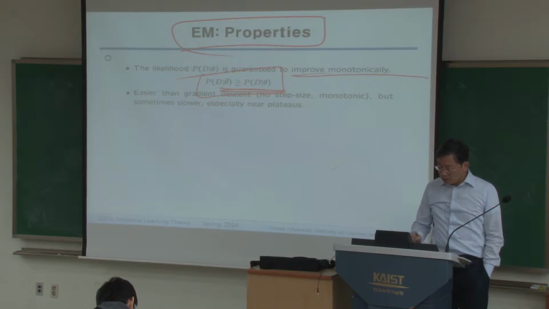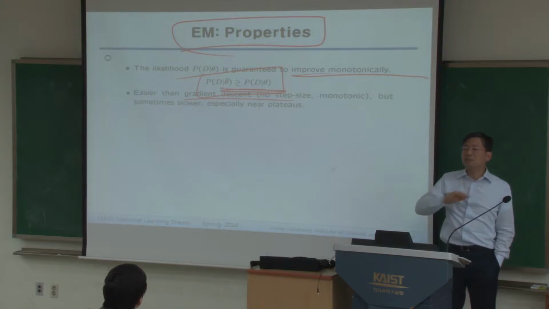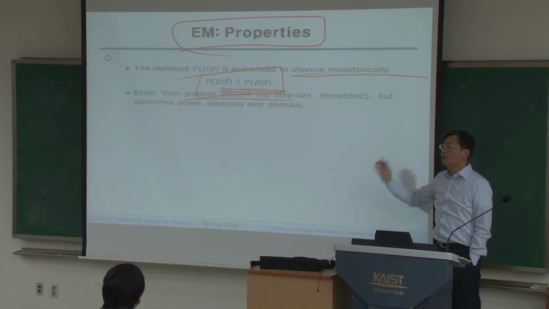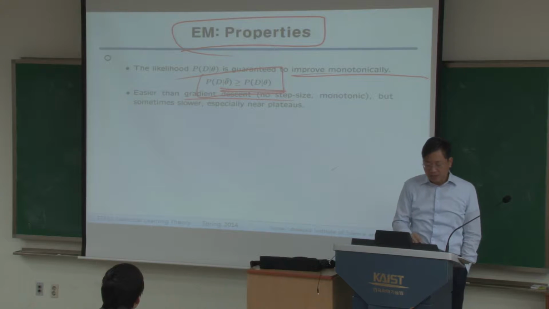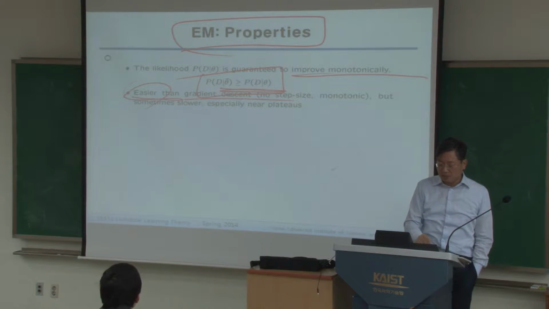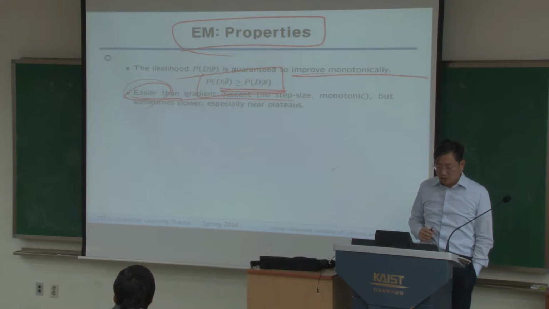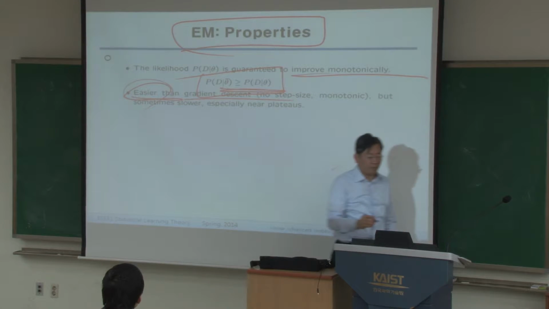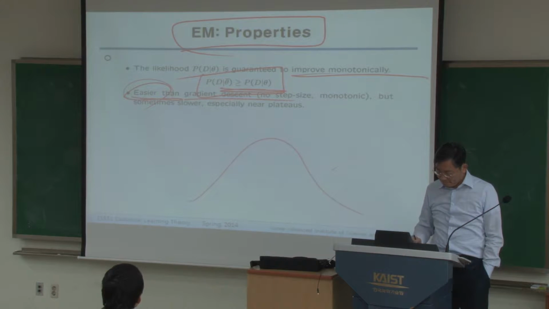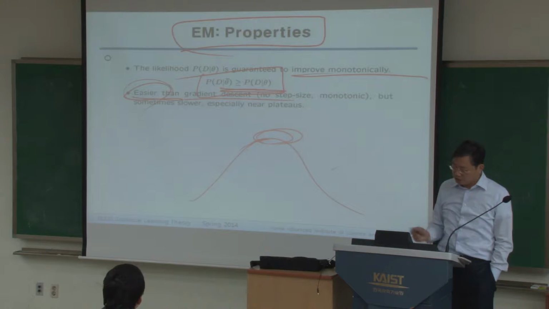So it's monotonically improving, and it's generally better than gradient descent or gradient ascent. I've explained what gradient ascent is: you want to go in the direction where the likelihood is increasing. That's the problem. It's easier to implement EM than this, and it's faster. But it's slower at the plateau, meaning at the top. Once you get very close, EM is a little bit slower than gradient methods as you go towards the top.